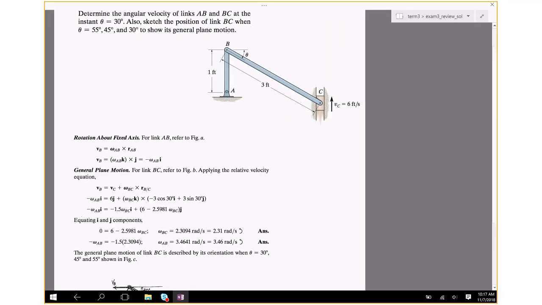So I'll post this. This is the solution from the book. The book does not use the IC to solve it. They actually use the relative velocity formula, and they get the same answer, counterclockwise, 2.31, 3.46. Okay, I'll post this, but you are not constrained to use IC. You can use this method if you're more comfortable with using vectors.